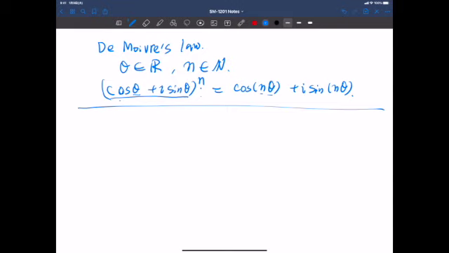But just for the sake of formality, we prove this by mathematical induction, because this involves this natural number n, and we want to prove that this holds for any natural number. Okay, so case n equal to 1: then this equality is trivial. If n is 1, cosine theta plus I sine theta is equal to cosine theta plus I sine theta, so it's trivial.